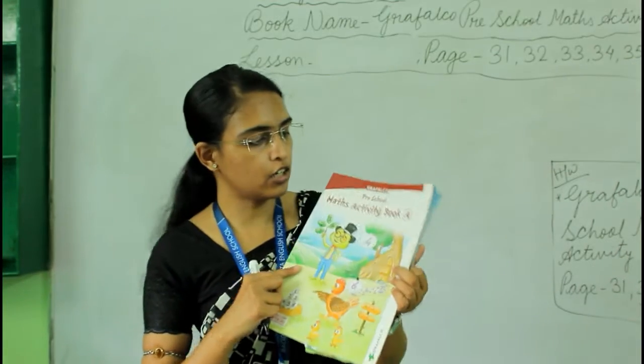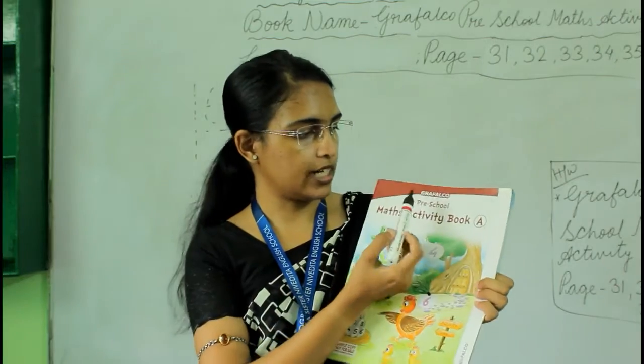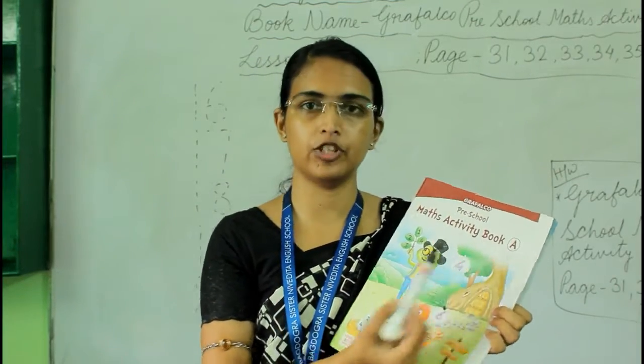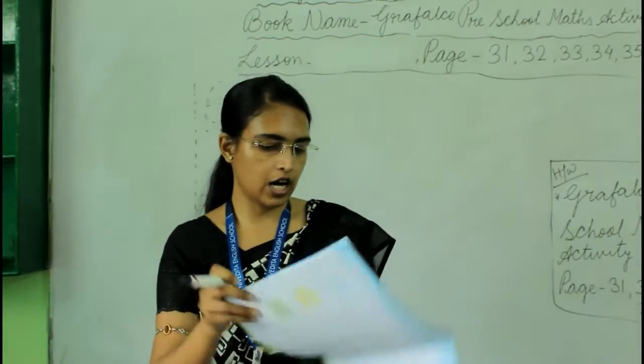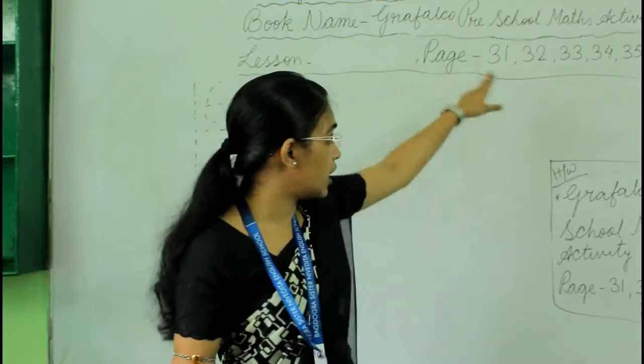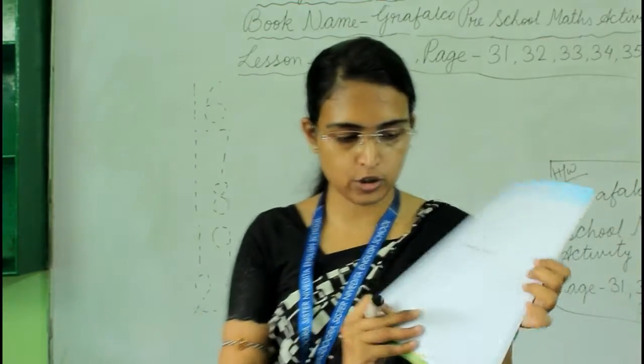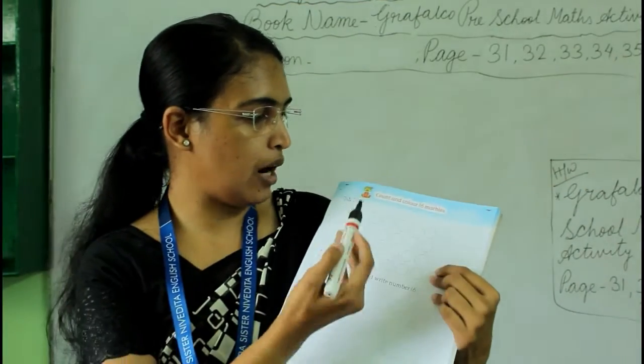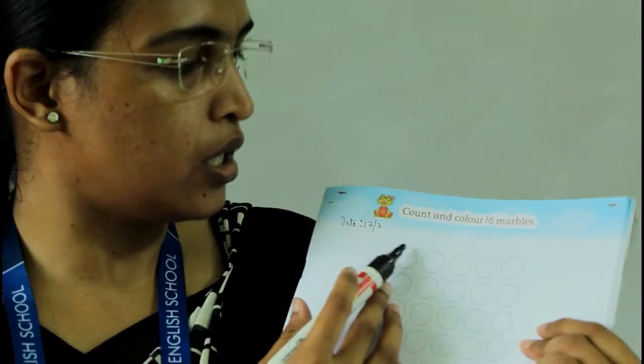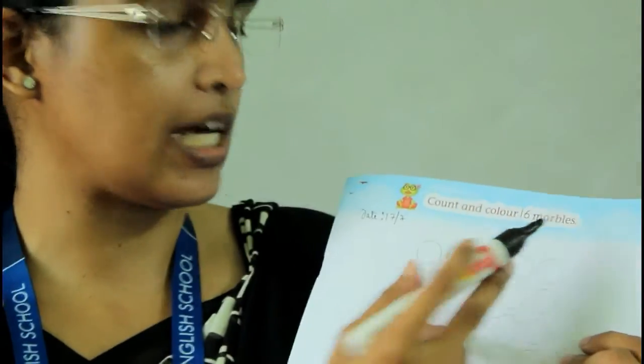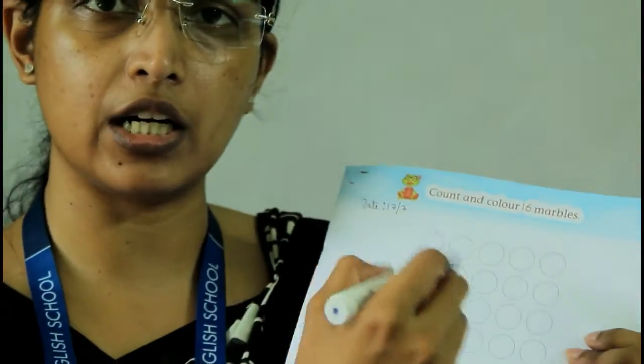Okay. Now take out your another maths book. That is Grafenko Preschool Maths Activity book. This one. Okay. Now come to page number 31. This page. Now here, what we have to do? We have to count 16 marbles, and after that we have to color the marbles.